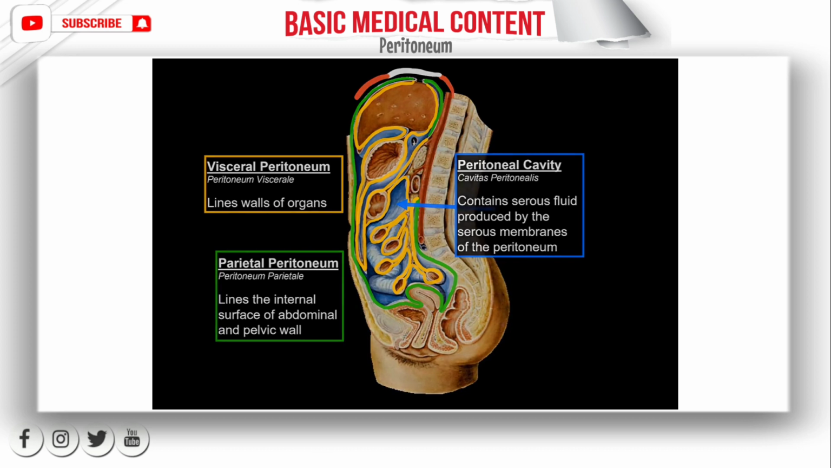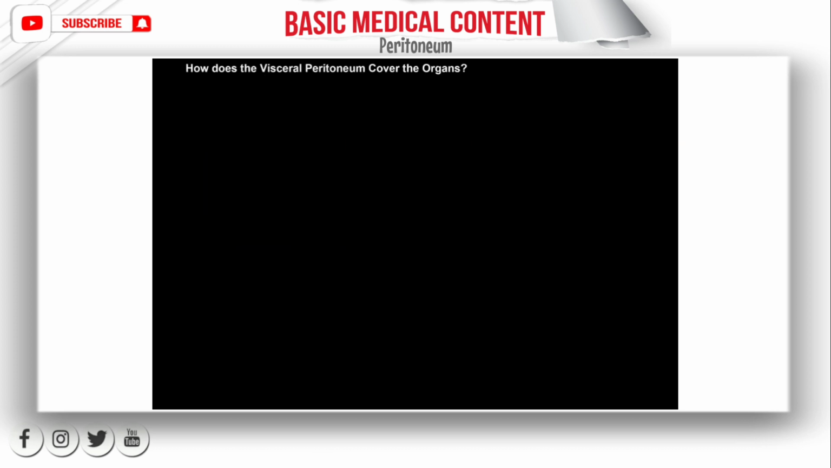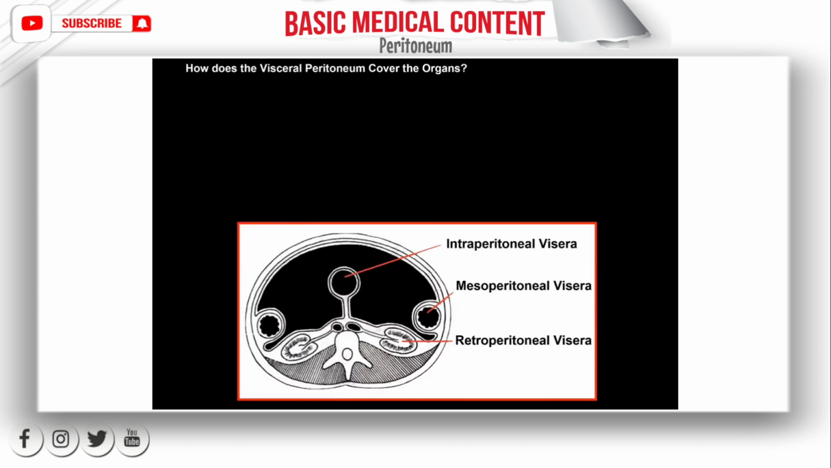And we're going to do that by answering the question, how does the visceral peritoneum cover the organs? So there are three ways the visceral peritoneum covers the organs, and they're visualized in this transverse section of the abdominal cavity. Organs within our abdomen are categorized based on how the visceral peritoneum covers them. The first type of internal organs are the intraperitoneal viscera, and these are organs that are completely invested by the visceral peritoneum, as you see here in blue.